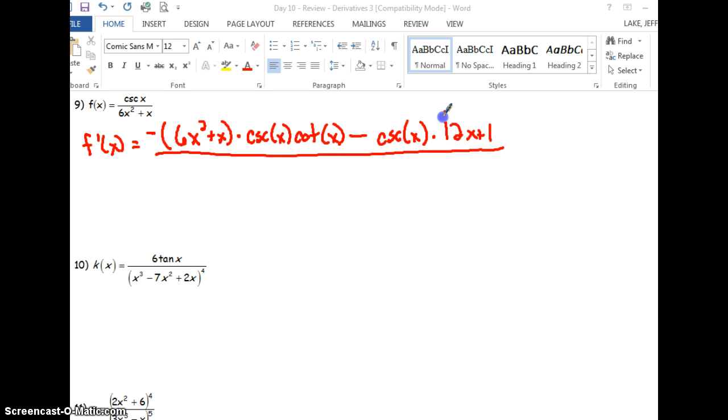All right, when we do that, that 12x plus 1 should all be in parentheses. The binomial is one complete package there. This is all over the bottom, (6x squared plus x), all squared.